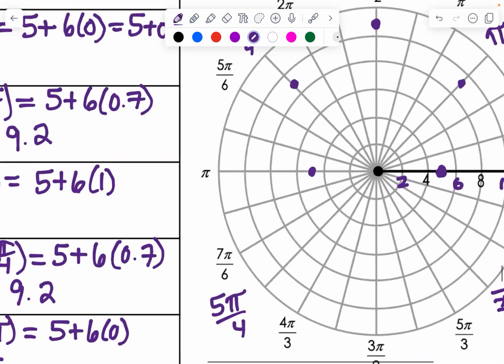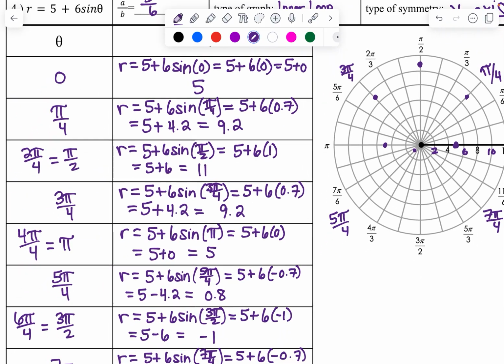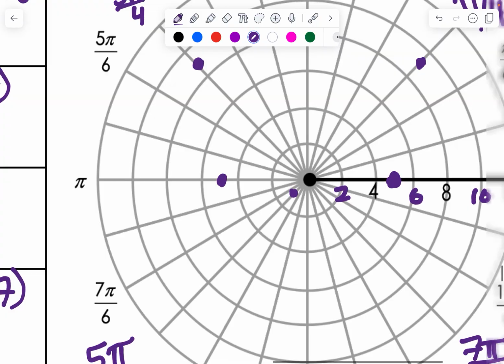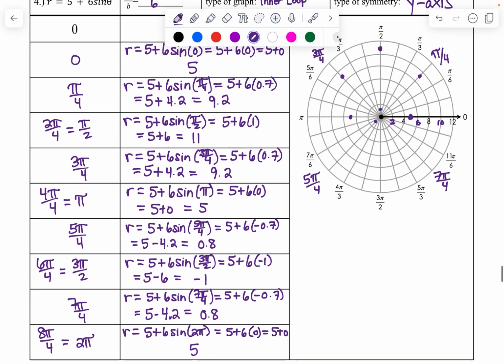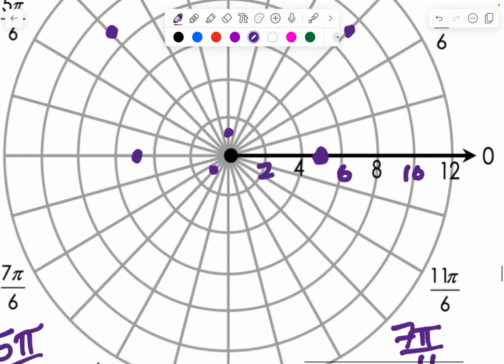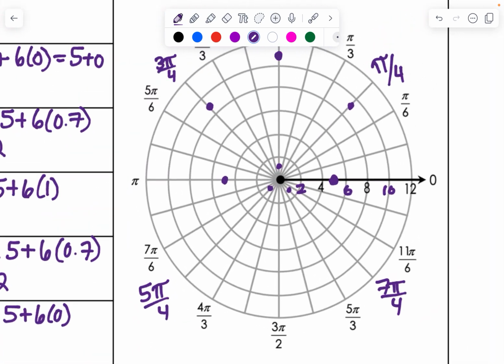At 5 pi over 4, we're only at 0.8. So, in about there. At 3 pi over 2, we're at negative 1. So rather than going out half a block or half a circle this way, I've got to add pi to it, or send it through the origin over there. So there's negative 1 for 3 pi over 2. And then at 7 pi over 4, we're again at 0.8. And then at 2 pi, we're back at the 5.